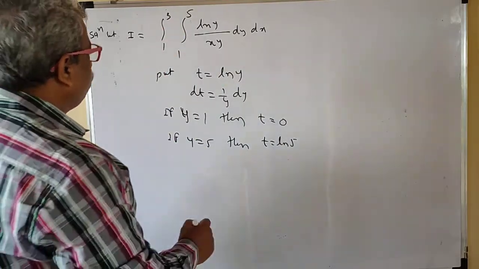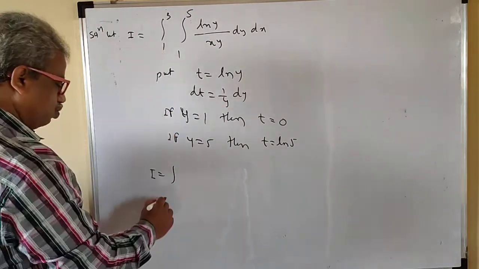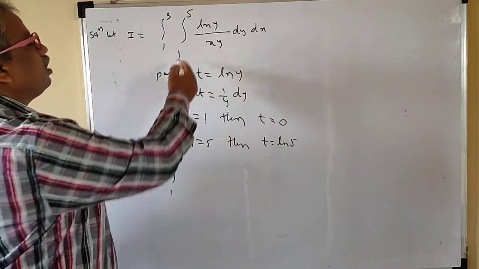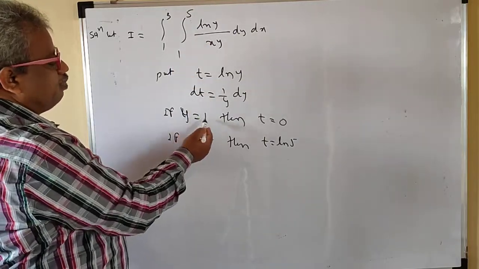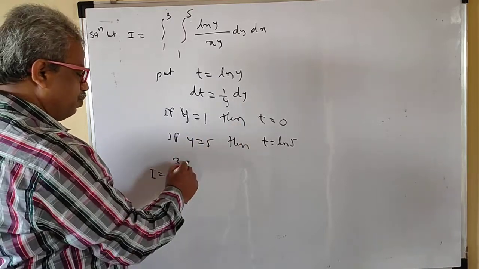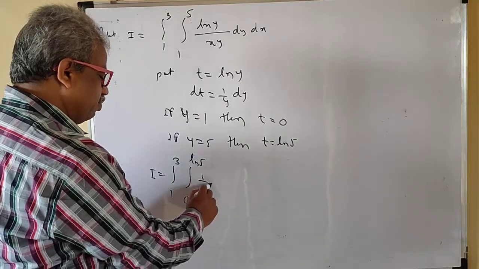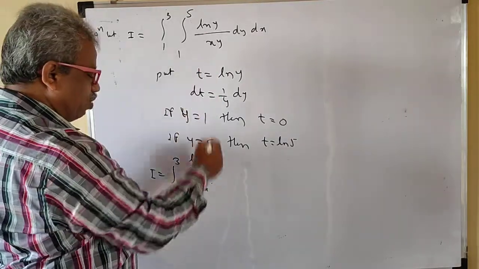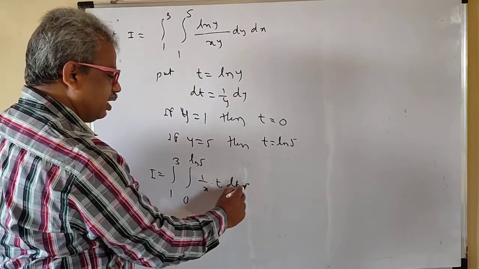Okay. So now we'll put this, right? R is equal to integration 1 to 3 as it is now. Now these are the limits of y. So we have already got the limits of t now. So when y is equal to 1, t is 0. That means your lower limit is 0. Your upper limit is ln 5. Right? So 1 by x will be as it is now, because ln y is your t now, and 1 by y dy is your dt and dx.